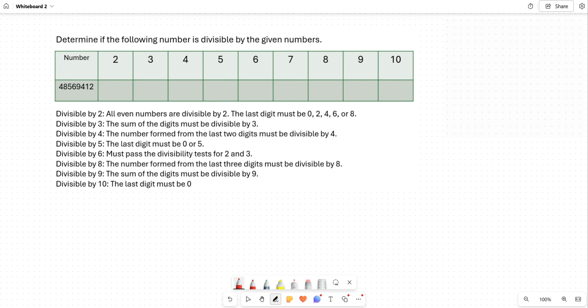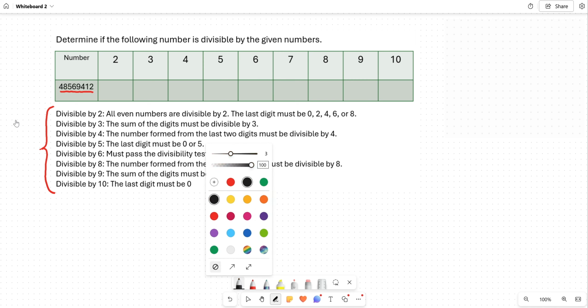Welcome back. So right now we're going to be looking at a specific number and determining what numbers of the group here it's divisible by. So the number we've been given is 48,569,412. And we're going to do a few tests just using our divisibility tests here to determine whether or not it is in fact divisible without a remainder. So let's get started on that right away.